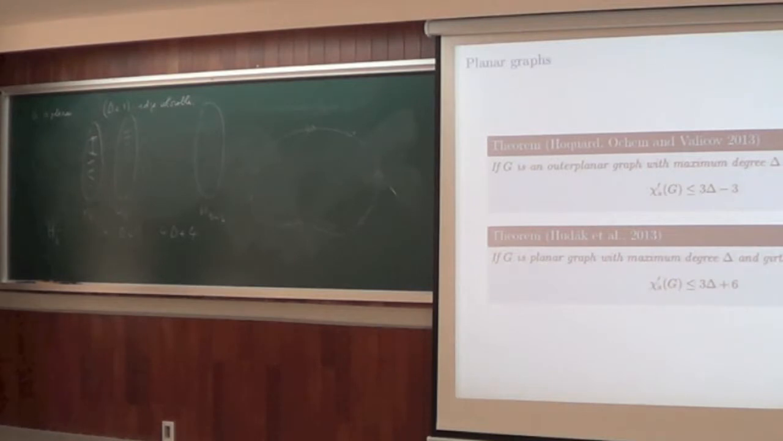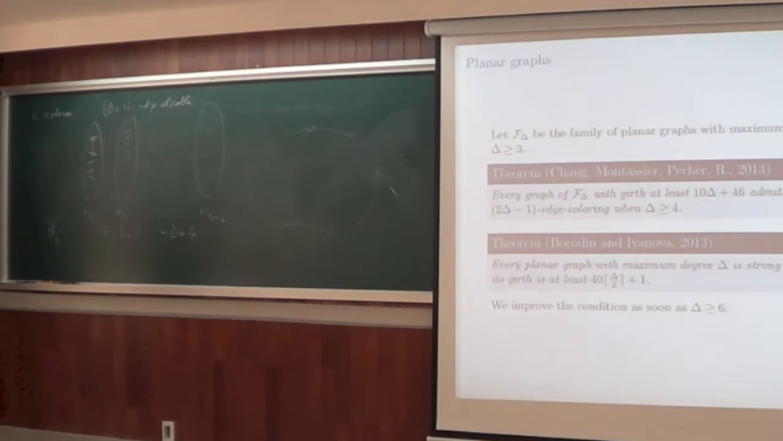For girth 5, if you take a planar graph with girth 5, the girth is the size of the smallest cycle of the graph. There is only the case of maximum degree delta equal 4, where they prove 3 delta plus 1, but it is open in general. Okay, so that is for planar graphs.